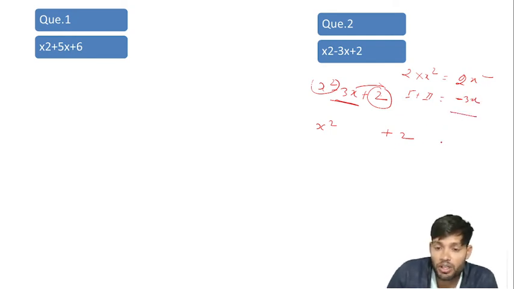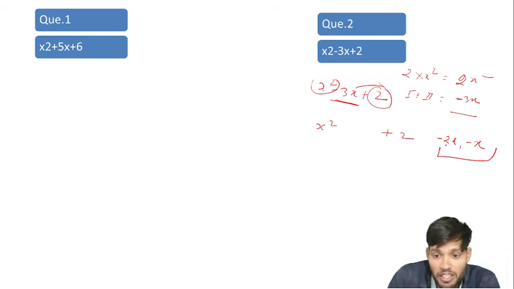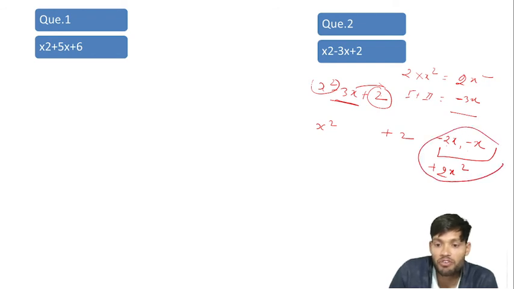If I take minus 2x and minus x, when we add both the numbers minus 2x and minus x, it gives minus 3x. But when we multiply them, minus times minus is plus, and 2 ones are 2, and x times x is x square. So this is the appropriate pair for our solution.